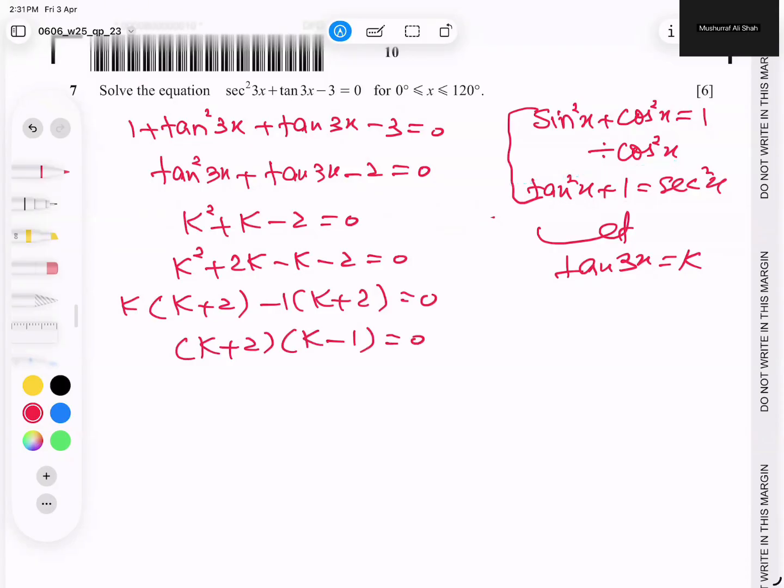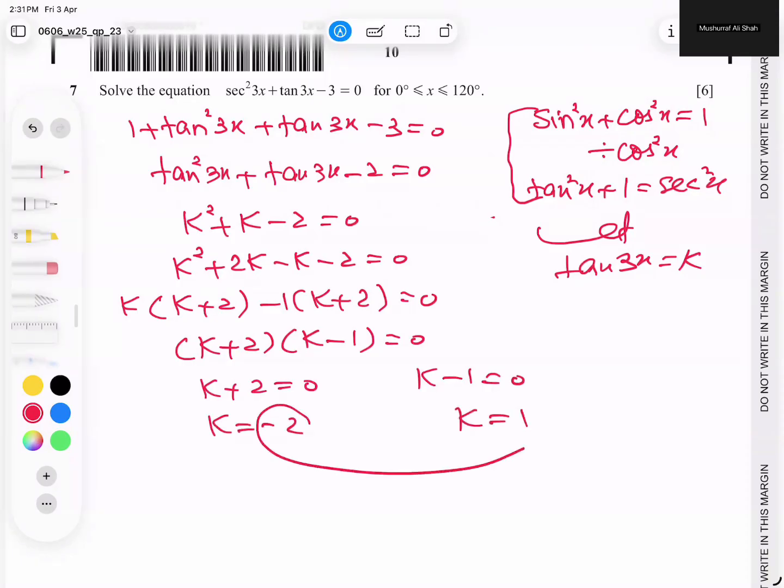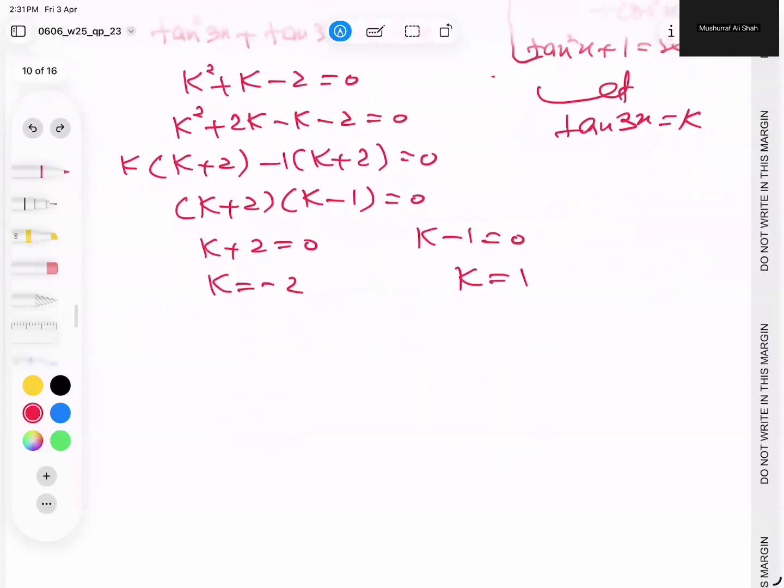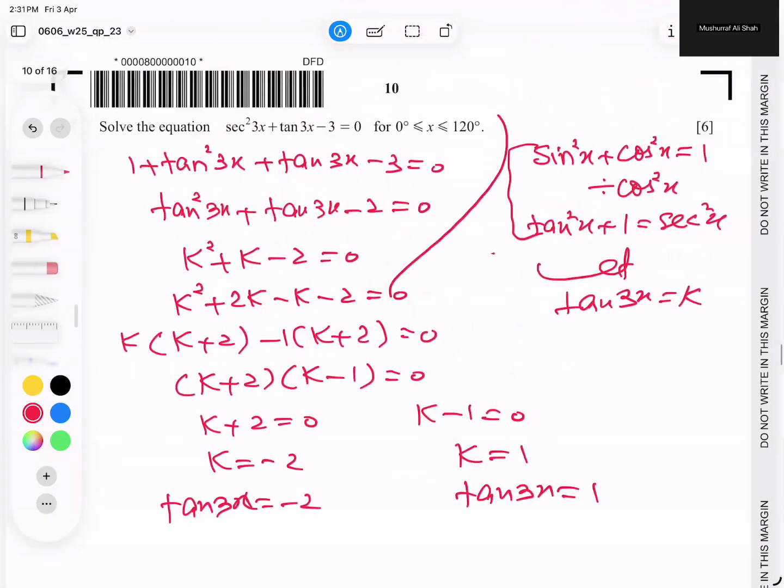So I'm getting two answers: k plus 2 is equal to 0 and k minus 1 is equal to 0. So k becomes negative 2 and k becomes positive 1. Both values I'm going to plug in here one by one. So tan 3x is equal to negative 2 and tan 3x is equal to positive 1. But check it, the target is 0 to 120 degrees. It means I have to stay till 120 degrees, in the first two quadrants, not even complete.